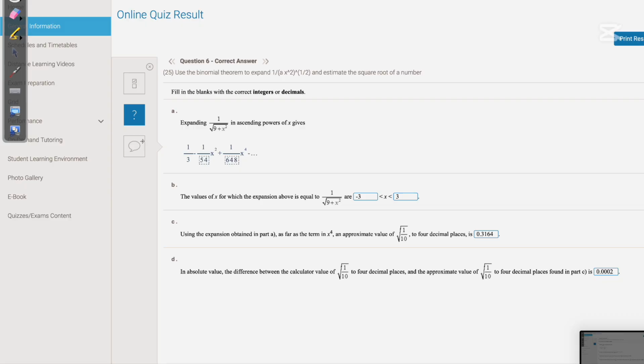Part C, using the expansion obtained in part A, as far as the term, an approximate value of radical 1 over 10 to 4 decimal places. Okay, so first let's figure out how we're going to get radical 1 over 10 in the first place. To get radical 1 over 10, we're going to have to make this equal to 10, right? So we're going to have to substitute x by 1.